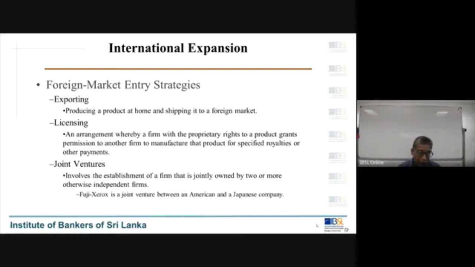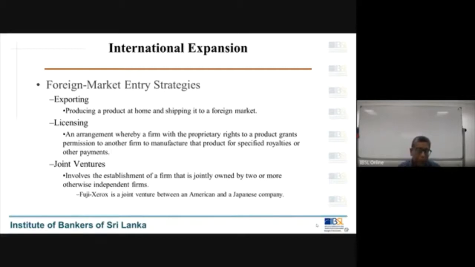Then we discuss, I can't remember whether we discussed, the joint venture. Another way of an organization moving to another country is called a joint venture. Now, a classic example is how Suzuki entered the Indian market, right? That means two organizations work together. It involves the establishment of firms that are jointly owned by two or more otherwise independent firms. A famous one in India is Maruti Suzuki. Maruti is an Indian motor company and Suzuki is the Japanese company. Suzuki entered the Indian market and expanded their business through a joint venture arrangement.